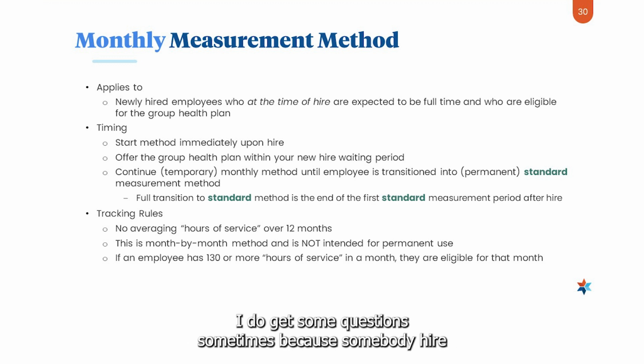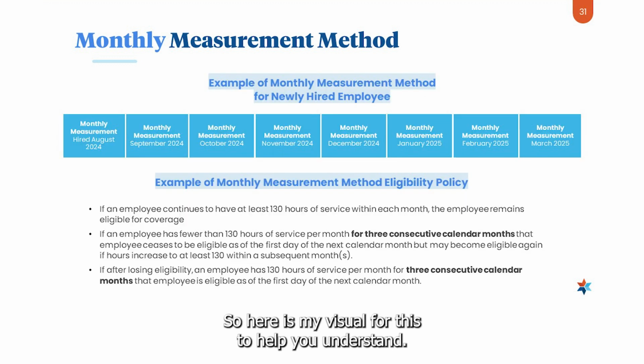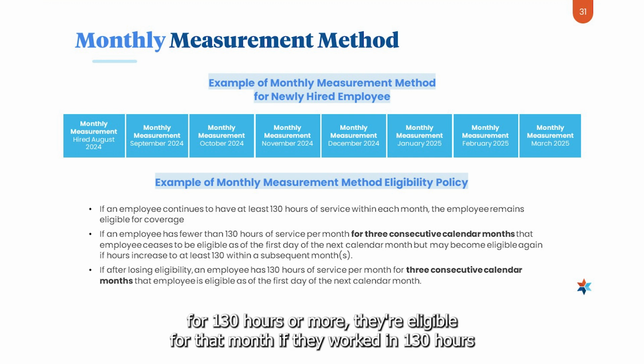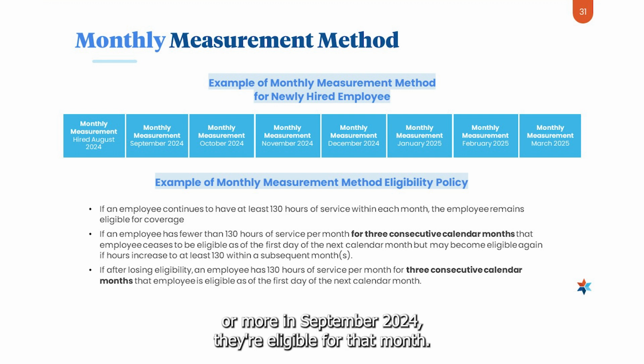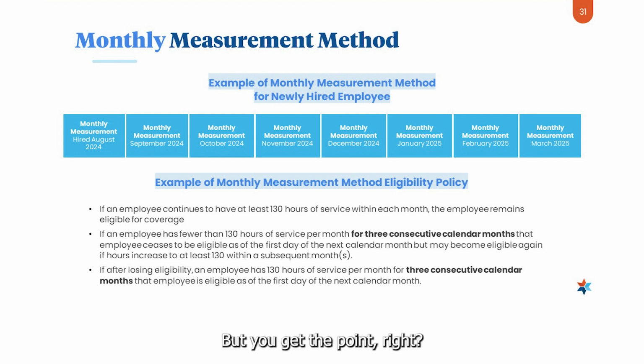I do get some questions sometimes because somebody hires somebody full-time and then something changes. So you're going to be dealing with that. But generally, this is just month to month. So here is my visual for this to help you understand. Hopefully it helps. It's pretty basic, but for the monthly measurement period, if they're hired in August and they worked 130 hours or more in August 2024, they're eligible for that month. If they worked 130 hours or more in September 2024, they're eligible for that month. If they worked 130 hours or more in October 2024, they're eligible for that month. You get the point, right? It's simply month to month.